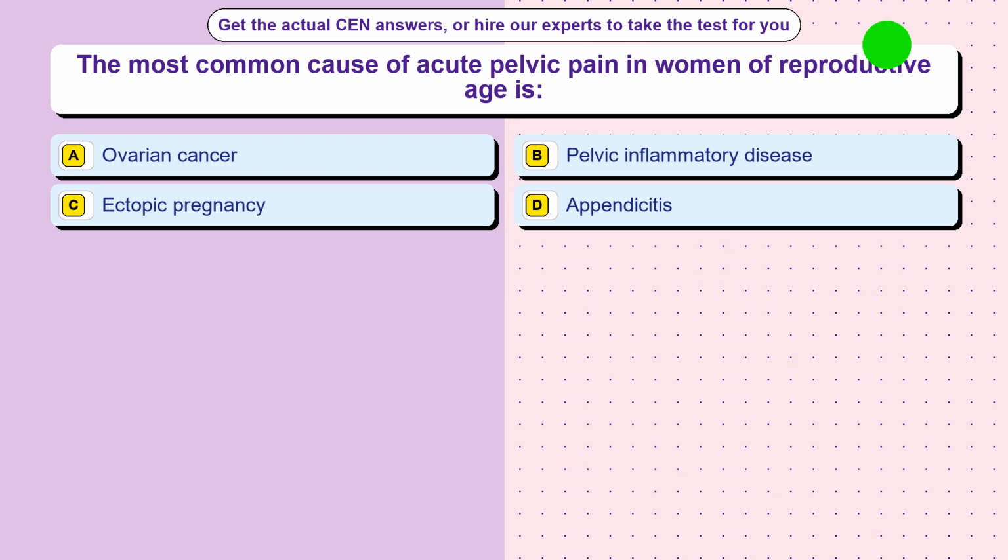Question 49. The most common cause of acute pelvic pain in women of reproductive age is: Option A, ovarian cancer. Option B, pelvic inflammatory disease. Option C, ectopic pregnancy. Option D, appendicitis.